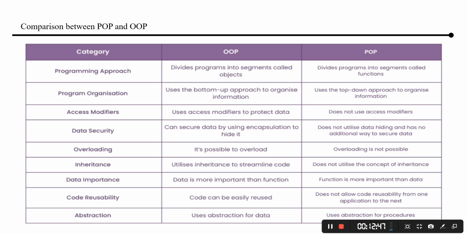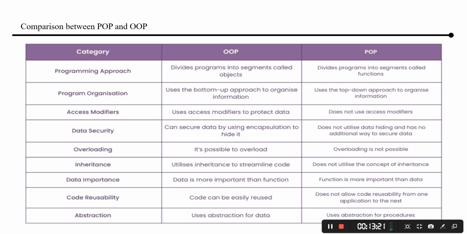Data importance. Data is more important than function, and of course, based on this feature itself, it provides the data security. And coming to procedure-oriented programming, function is more important than data. That's why it is called as procedure-oriented programming. In code reusability, code can be easily reused in the object-oriented programming paradigm. And of course, procedure-oriented programming does not allow reusability from one application to the next application. Abstraction.